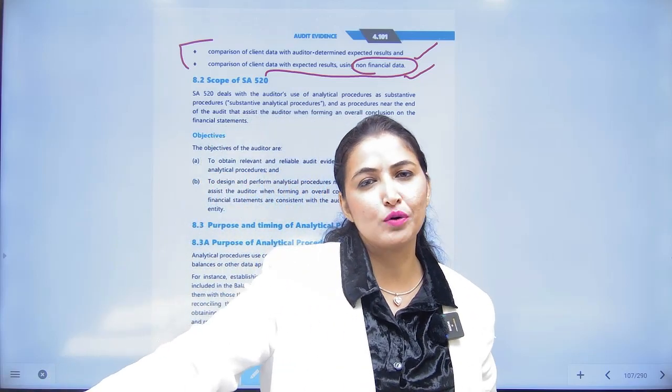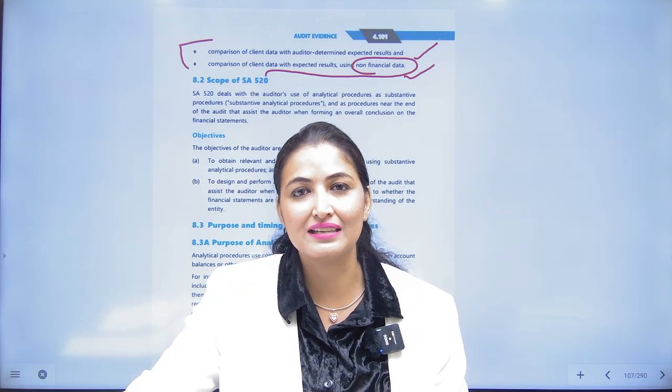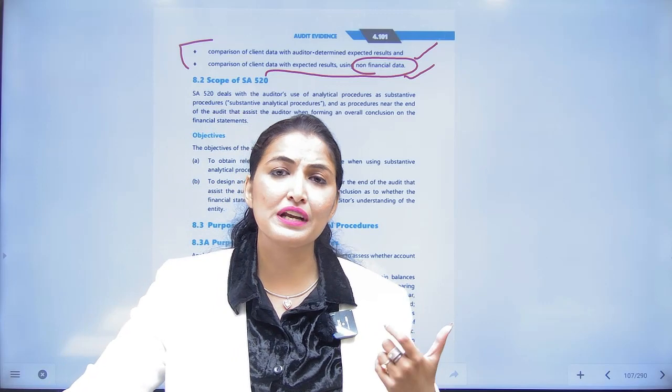Anytime that you do an audit, what is your major objective of doing the audit? In order to get SAAE. What is SAAE? Sufficient, appropriate audit evidence.